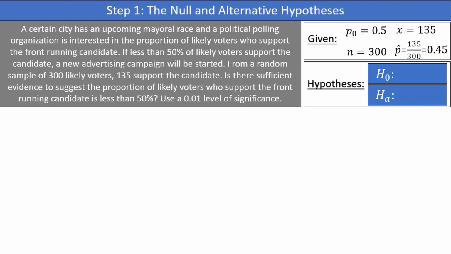Since we are testing the population proportion, both the null and alternative hypotheses will start with p. The alternative hypothesis typically corresponds to the research question that needs to be tested. In this case, if the proportion of likely voters who support the front-running candidate is less than 50%. Therefore, the alternative hypothesis is p is less than 0.5. The null hypothesis always contains an equal to sign, so we have p is equal to 0.5.